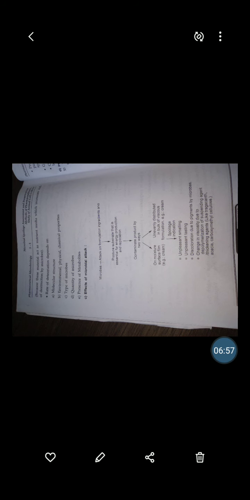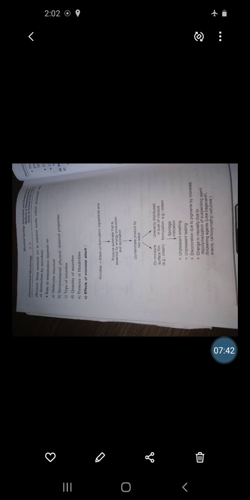I'm repeating the spoilage indications. First, unpleasant smell, second, unpleasant taste, then discoloration due to pigments by microbes, then change in viscosity due to depolymerization of suspending agents and thickening agents, for example tragacanth, acacia, and CMC, that is carboxymethyl cellulose.